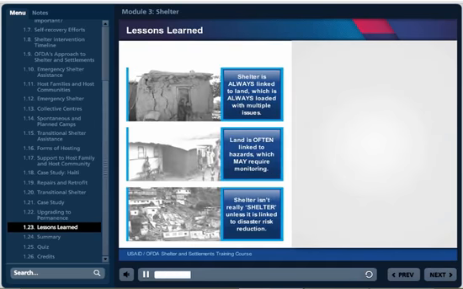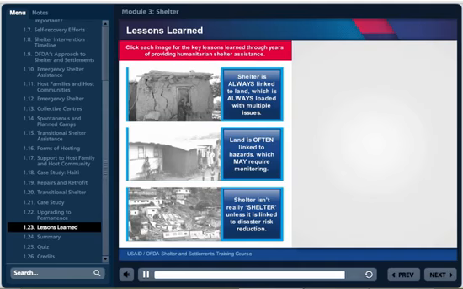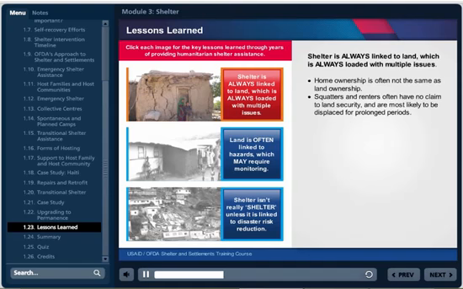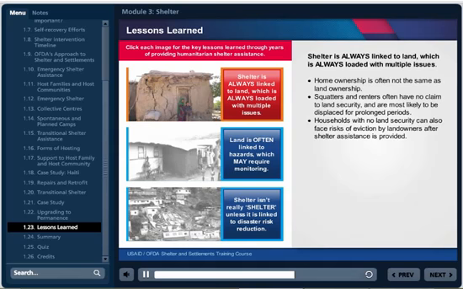Before we move on, let's have a look at some key lessons learned through years of providing humanitarian shelter assistance. Click each image for the key lessons. Shelter is always linked to land, which is always loaded with multiple issues. Home ownership is often not the same as land ownership. Squatters and renters often have no claim to land security and are most likely to be displaced for prolonged periods. Households with no land security can also face risks of eviction by landowners after shelter assistance is provided.